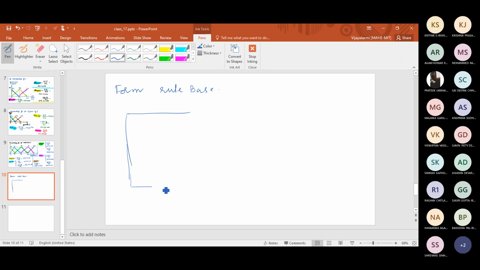If I cannot complete this entire problem today, I may take it in the next class. I'll try to finish this part. Let me see how much time it takes.